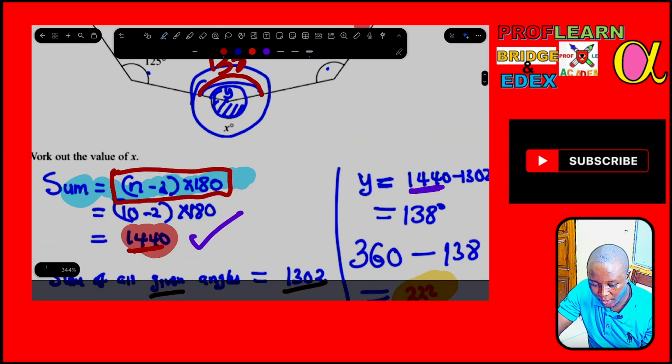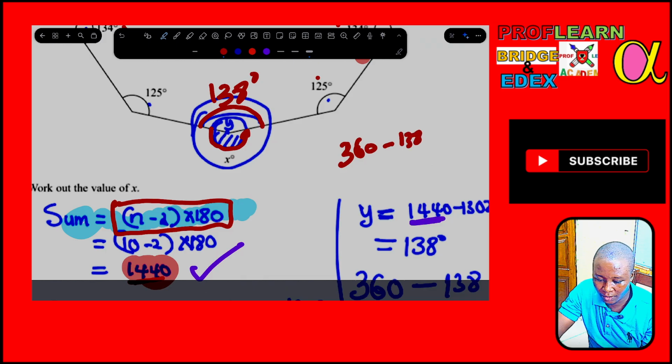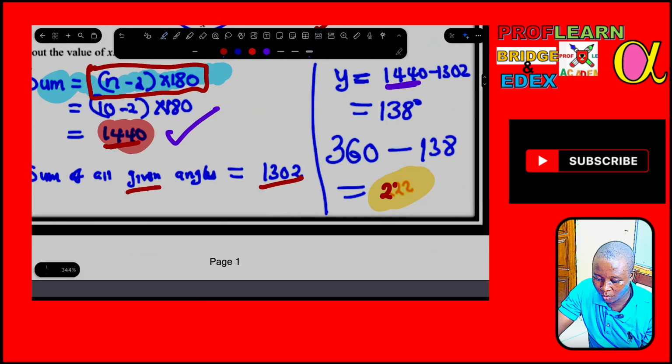138. Then to get this angle that is outside here, angles at a point add up to 360. So we're going to take 360, then subtract 138, and you'll get now the exterior angle, which is going to be 222 degrees.